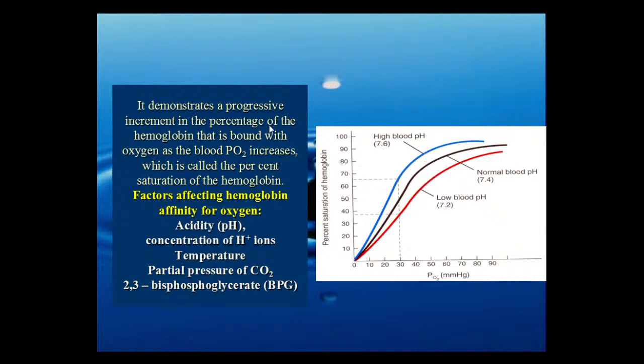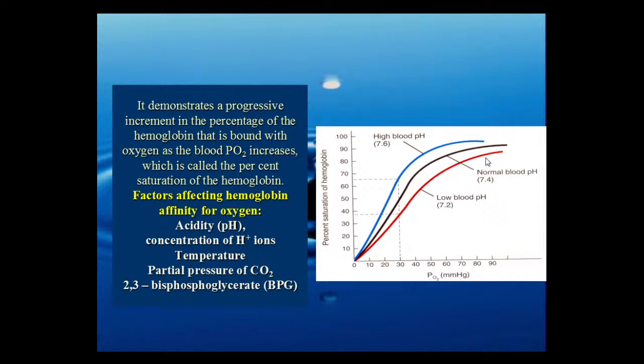All these curves demonstrate a progressive increment of the percentage of hemoglobin that is bound with oxygen as the blood P oxygen increases, which is called the percent saturation of the hemoglobin. And we can observe that these curves can be moved to the right or to the left, depending on values of these factors. For example, here you can see changes of pH.